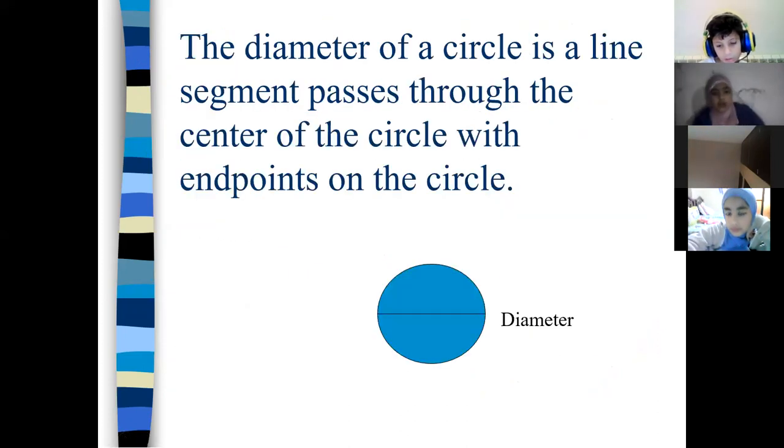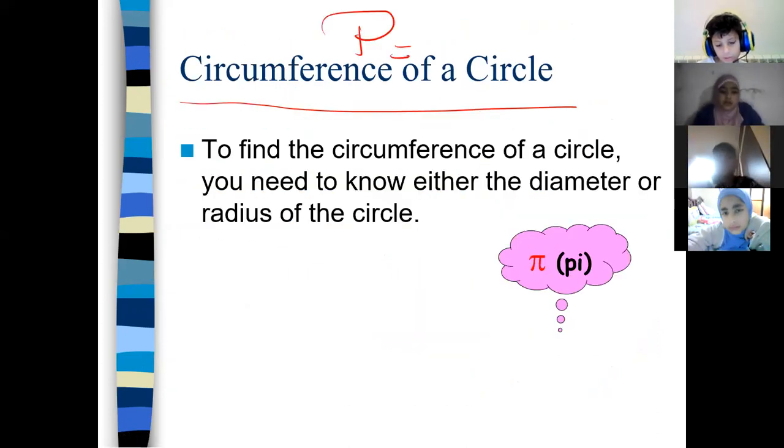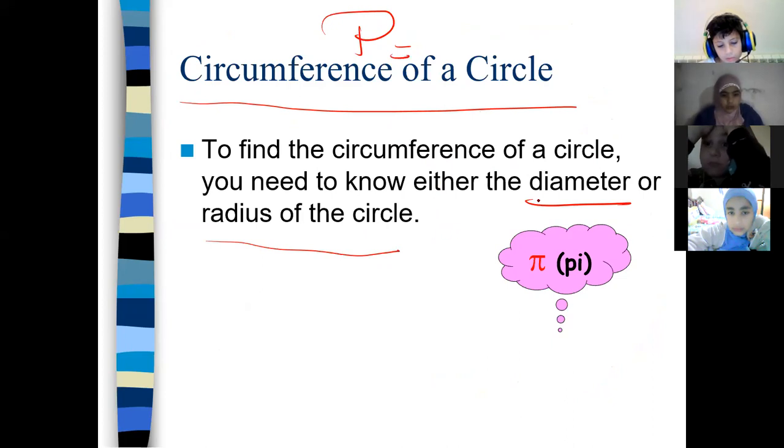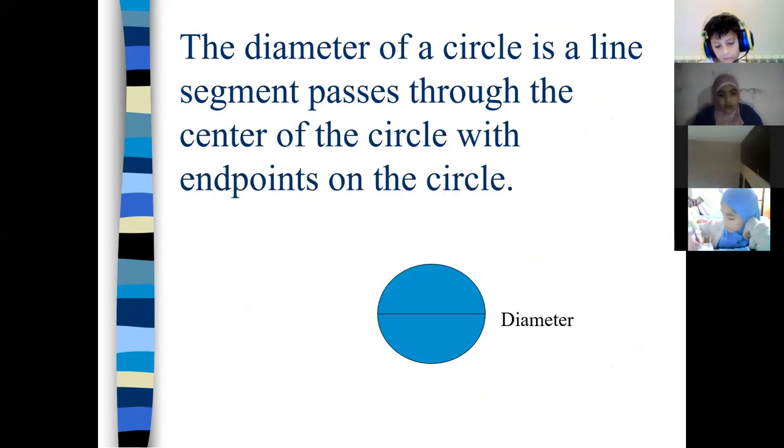Teacher, are you hearing me? Yes, Kauthar. In order to find the perimeter of this circle, we need to know either the diameter or the radius of the circle. Why should we know the diameter or the radius? I will tell you why. Before we start, let's revise what I mean by diameter.